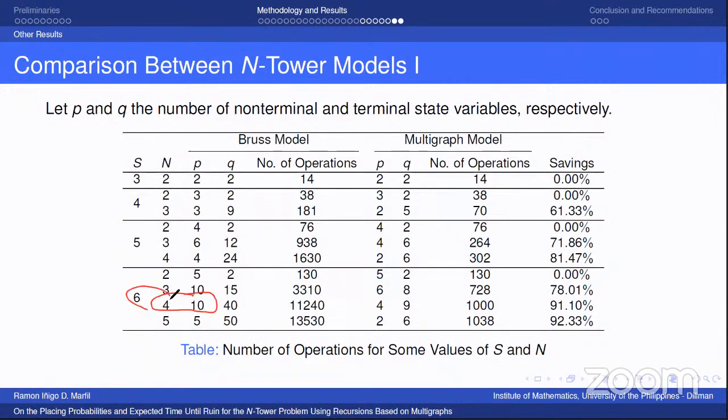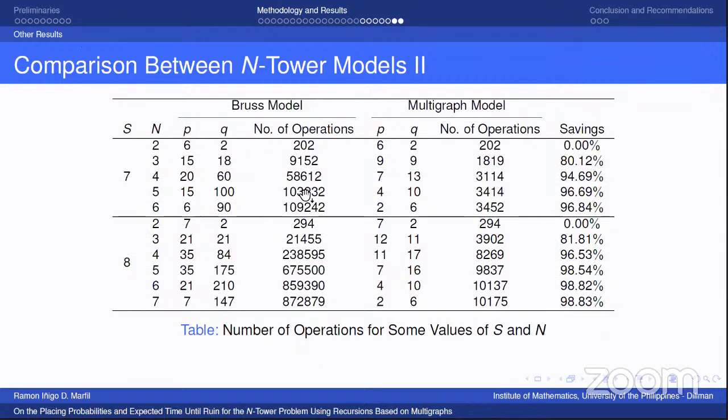So n equal to 4 and s equal to 6. So ito siya. So for Bros, number of operations involved ay 11,000. Sa model natin 1,000 lang. So 91% yung savings sa number of operations sa pag-set up and evaluate ng linear system. So yun, as s and as n increases, mas marami pa or mas malaki pa yung savings natin in the number of operations. Okay?